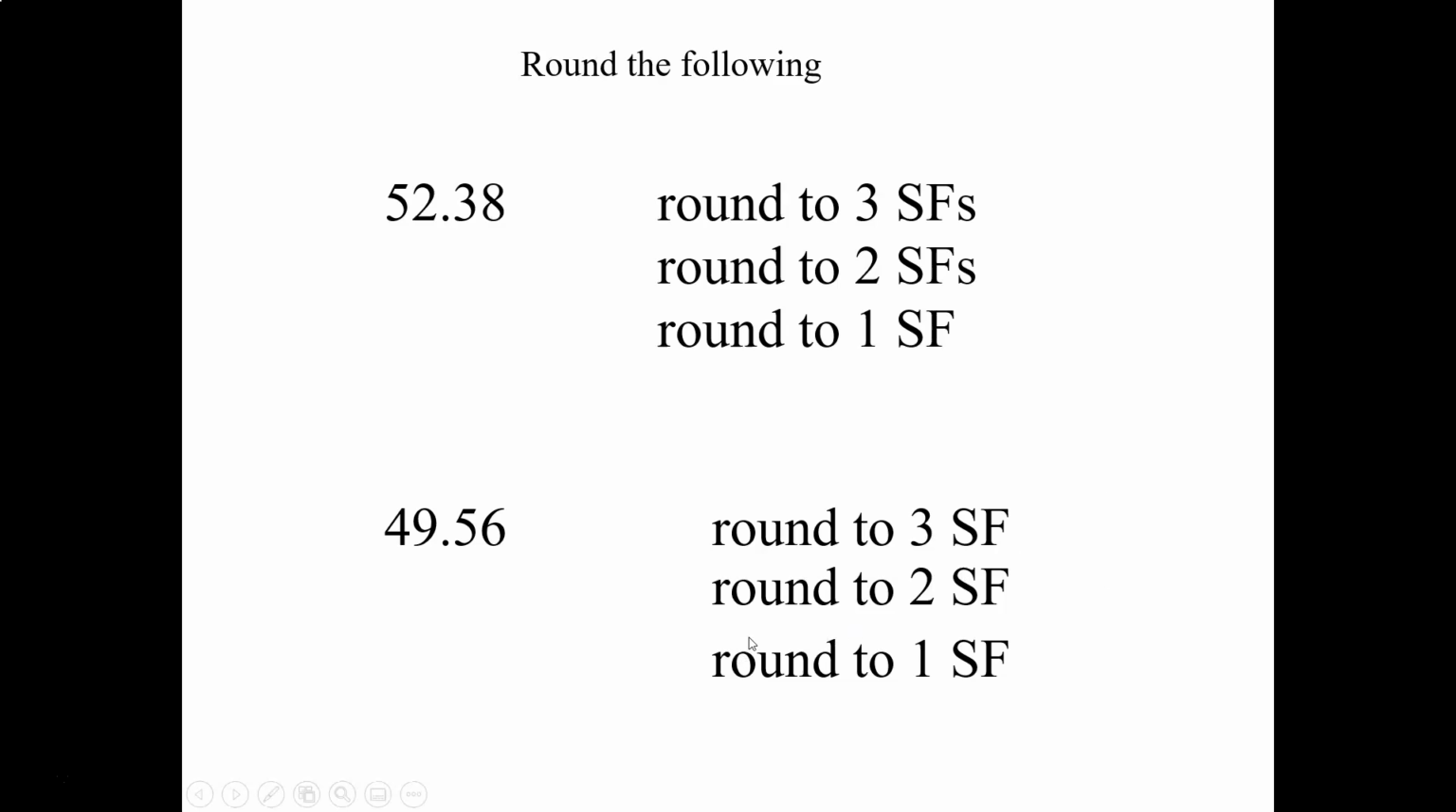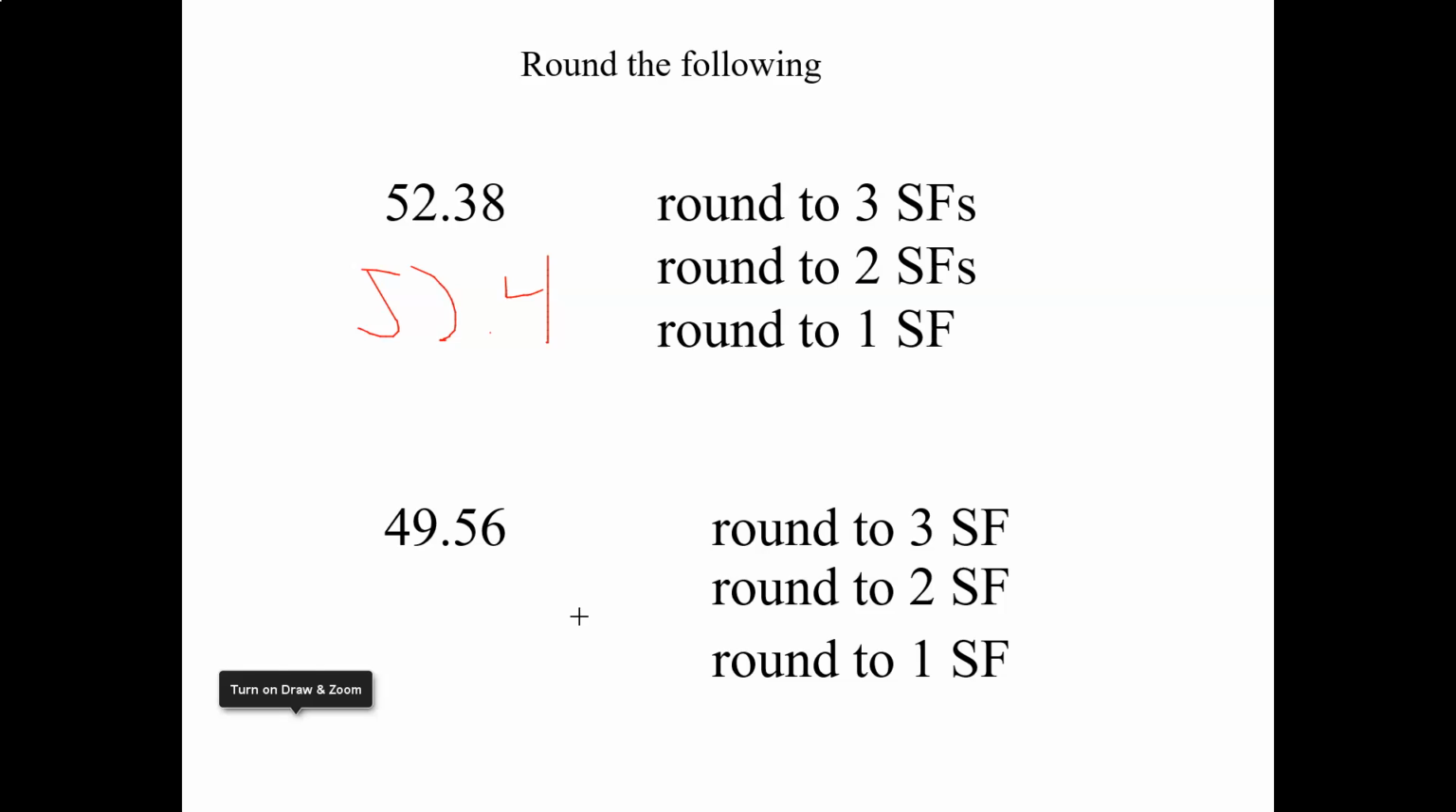Okay, so 52.38. Let's round that to 3 sig figs. So 5 is my leftmost sig fig. I want to count over 3 because I want to keep 3. So that means I'm at the 3. The number to the right is an 8, which means I'm going to round up. So 52.4 would be what we put. Not 52.40, because that would be 4 sig figs, so just 52.4.